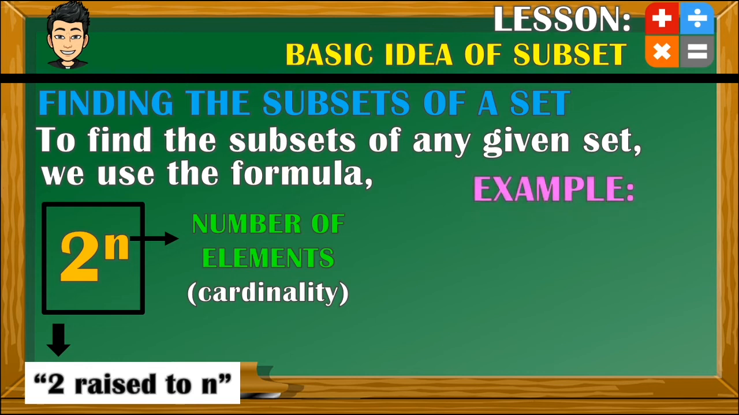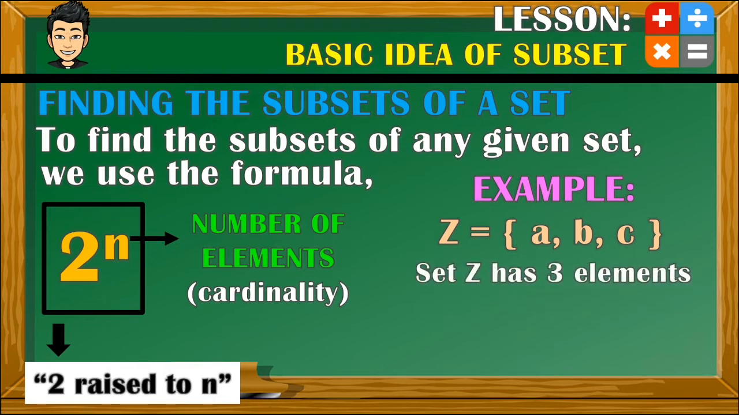Let's have this example. Set Z has elements A, B, and C. With this, we can say that set Z has 3 elements. Therefore, our n is equal to 3. Using the formula, our n will be replaced by 3. So from 2 raised to n, it will now become 2 raised to 3.